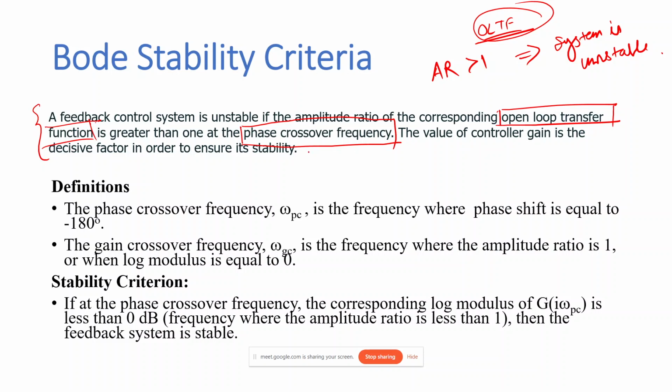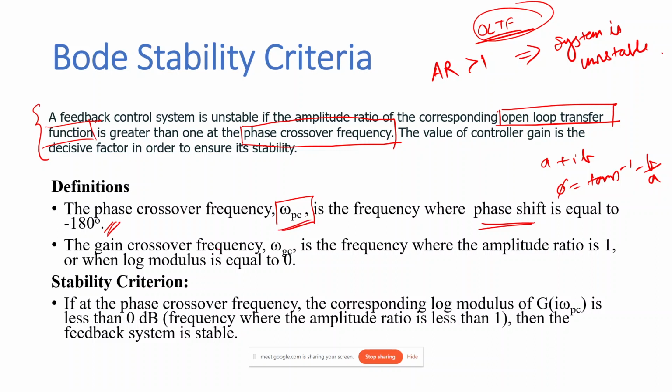This phase crossover frequency, we can write as omega pc, and it is the frequency at which the phase shift is equal to minus 180 degrees. Okay, so the phase shift is defined as the phase angle. Given a transfer function of the form, let's say, a plus ib, the phase shift is tan inverse of minus b by a. And if there are multiple systems in series or in parallel, then for that system we can write the transfer function, then find the phase shift. The frequency at which the phase shift is equal to minus 180 degrees, we call it the phase crossover frequency.